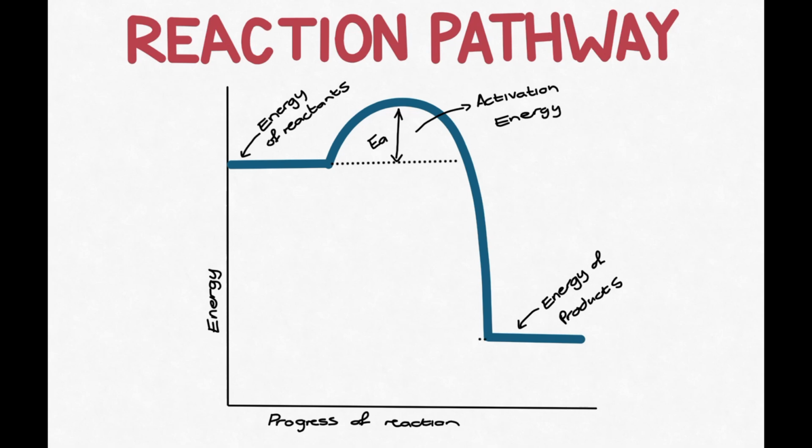We then have a second value that we need to know now, and that is the difference between the energy of the reactants and the energy of the products. And this is the amount of energy that is released by our system or gained by the environment.